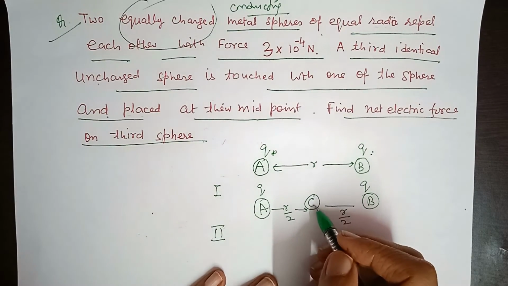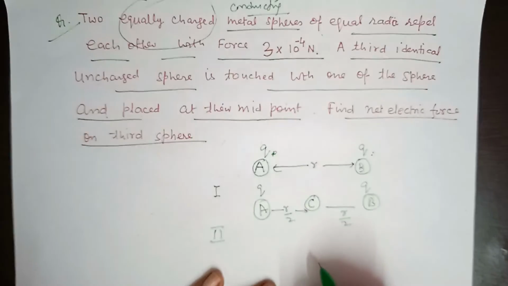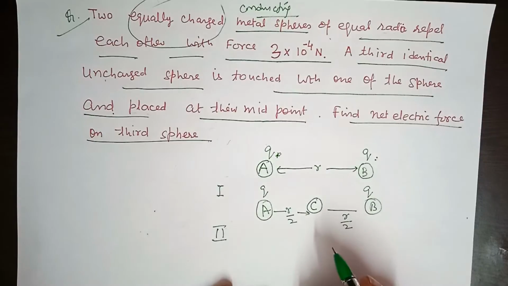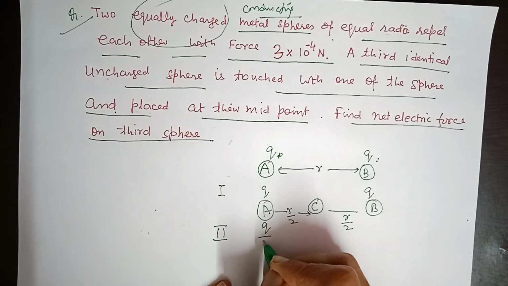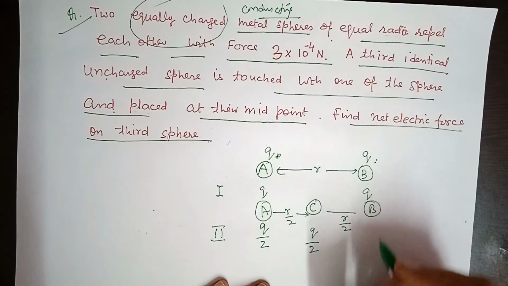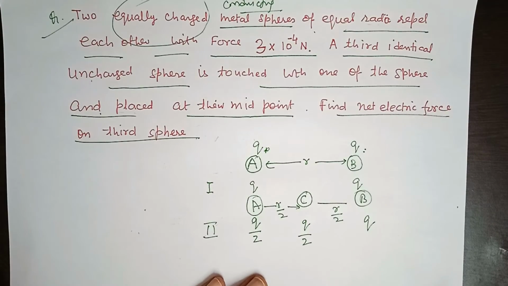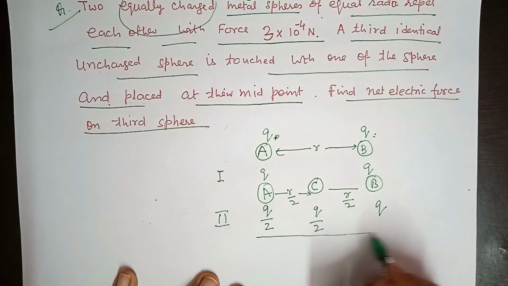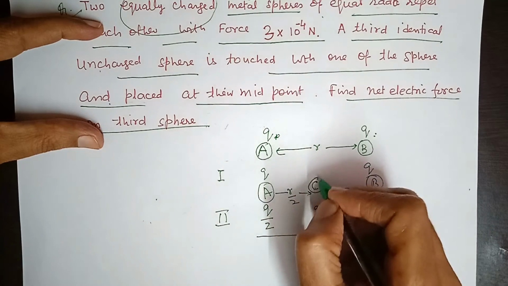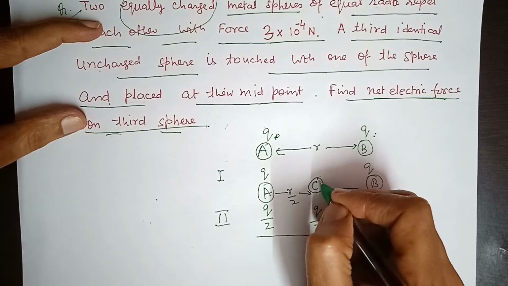And when this C sphere touches A, what happens? The charges are equally divided between the two spheres. So A gets Q by 2 and C gets Q by 2. And the charge on B remains the same because it is undisturbed. So this is the second situation, and here we have to find the net electric force on the third sphere. Third sphere means C.